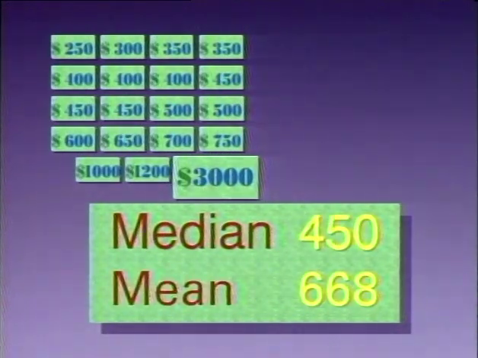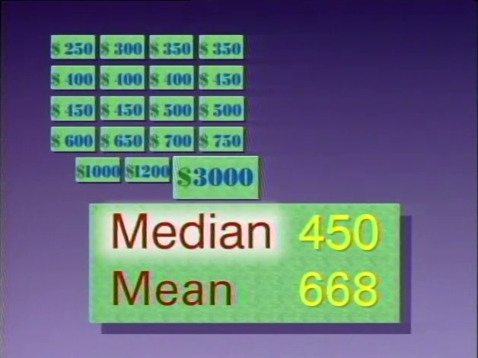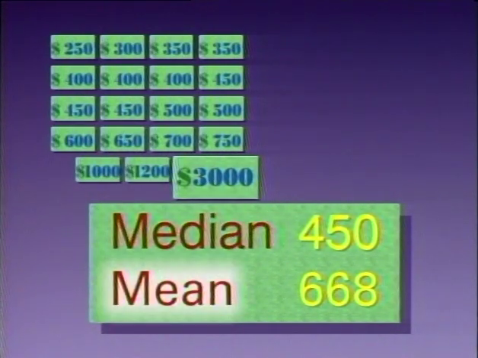It's still $450. This example reminds us that the mean and median represent two different ideas, and so they don't need to agree. The median is the midpoint, while the mean is the average. The median resists a few extreme observations, while the mean responds to them.